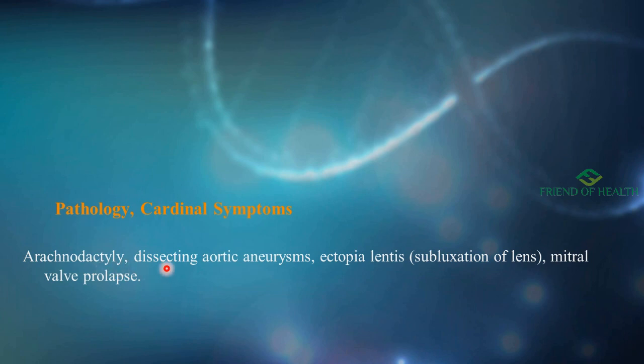arachnodactyly, and dissecting aortic aneurysms, ectopia lentis, where there is subluxation of the lens, and mitral valve prolapse. So in Marfan syndrome, you should be very thorough about the cardinal symptoms: arachnodactyly, dissecting aortic aneurysms, ectopia lentis. This itself is a repeatedly asked question, and mitral valve prolapse.